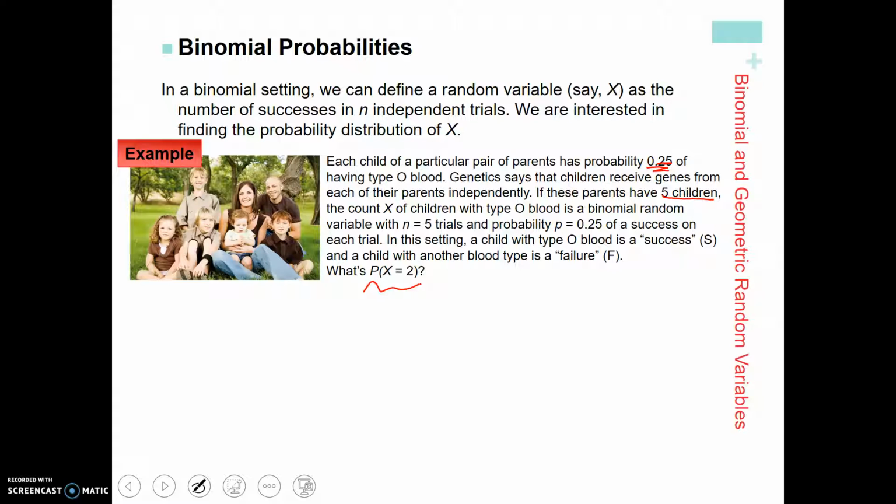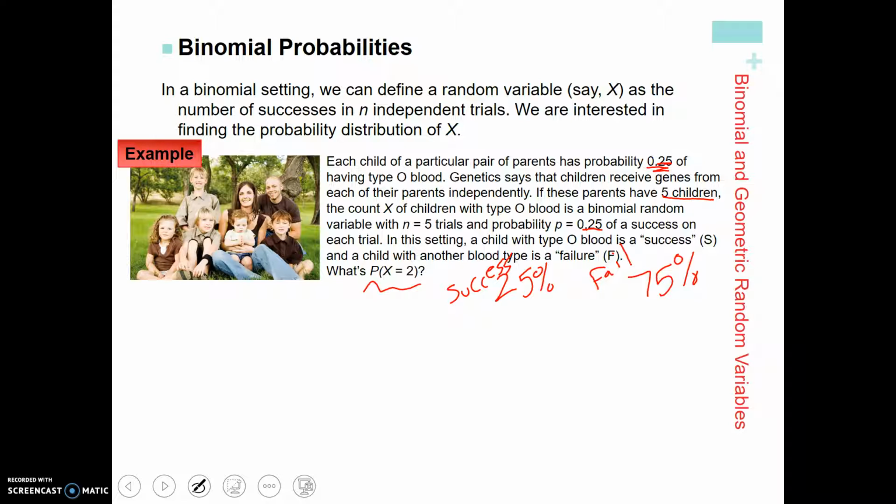Well, the chance that they would have O blood would be 25%. So the chance that they wouldn't have it would be the opposite of that, which should be 75%. So this would be a fail, that they don't have it. Again, we know this is binary because we have two outcomes, a success and a fail. And we'd like 2 of them to be successes.